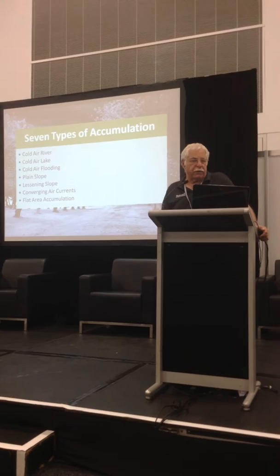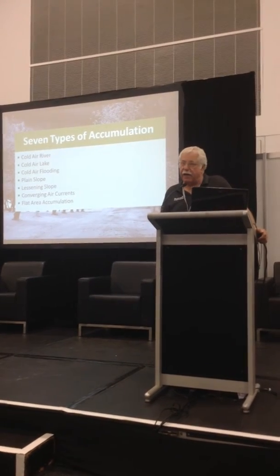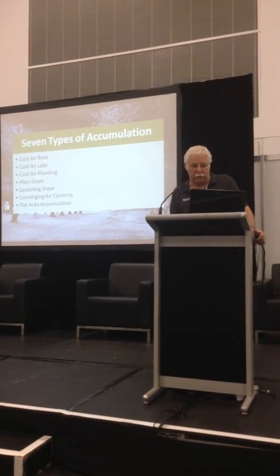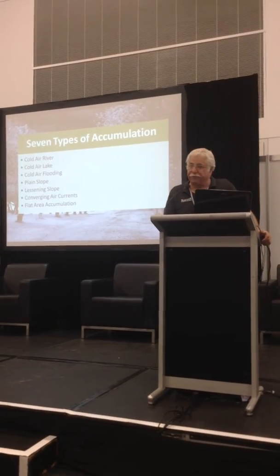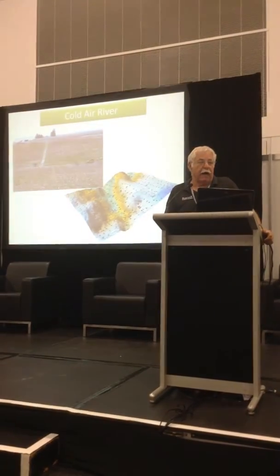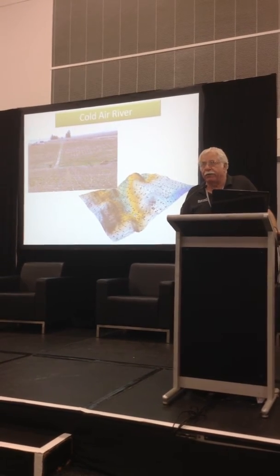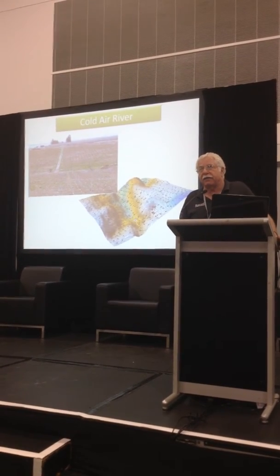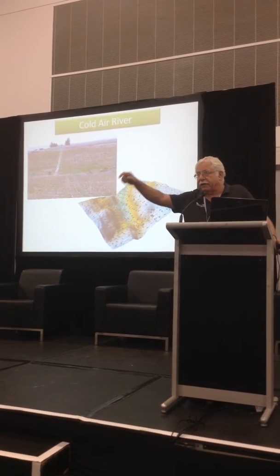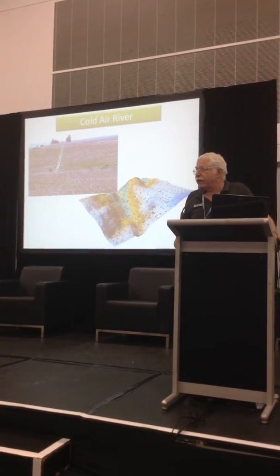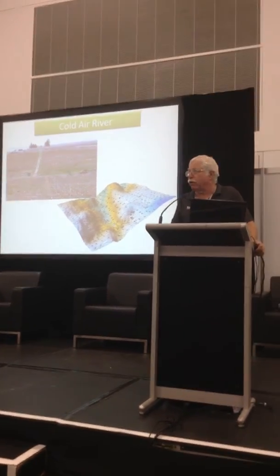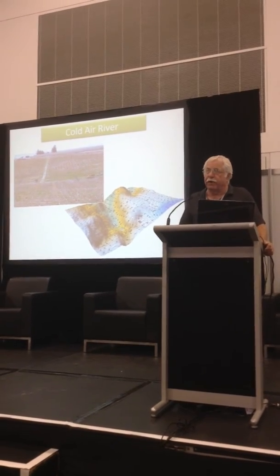There's cold air rivers, cold air lakes, cold air flooding, plain slopes, lessening slopes, converging air currents, and flat area accumulation. This is what a cold air river looks like. That's a swale going through your vineyard. If you have damage that looks like a snake going through your vineyard, and it follows a gully or a swale or a creek, that's the cold air river.